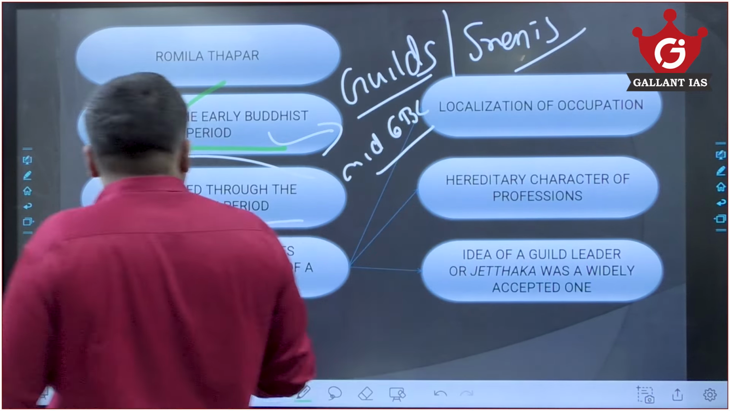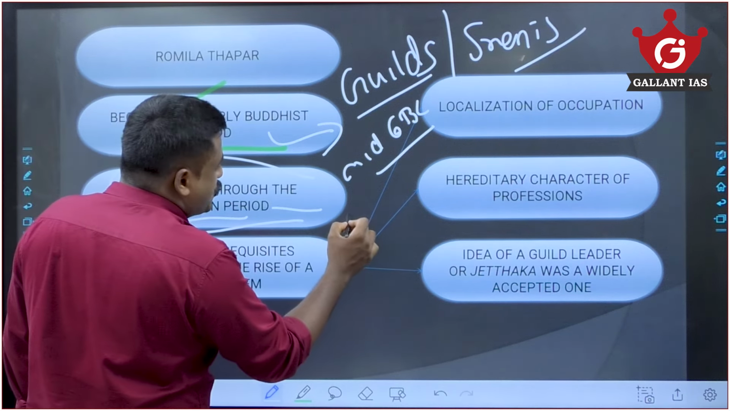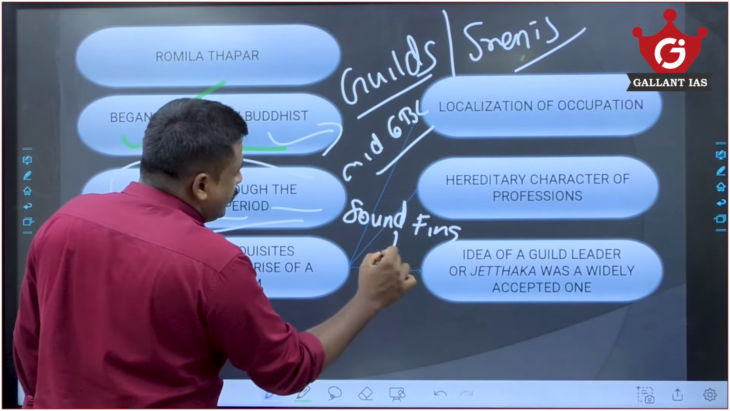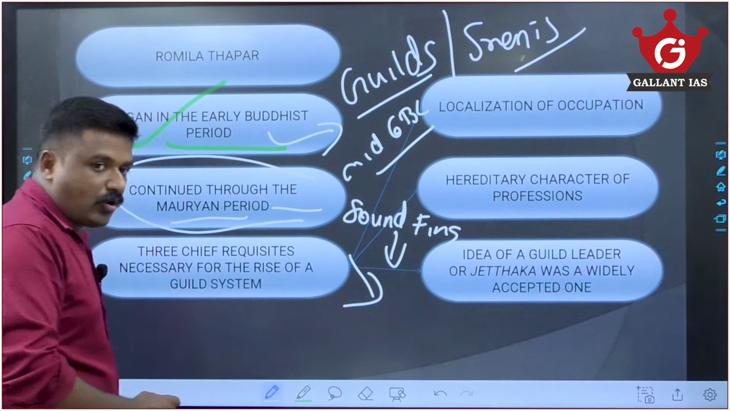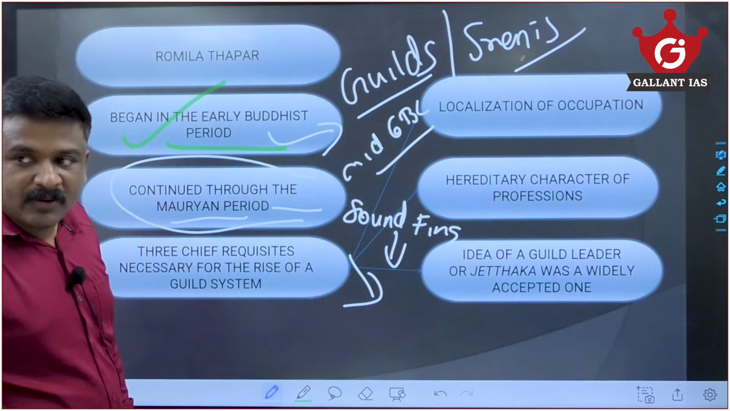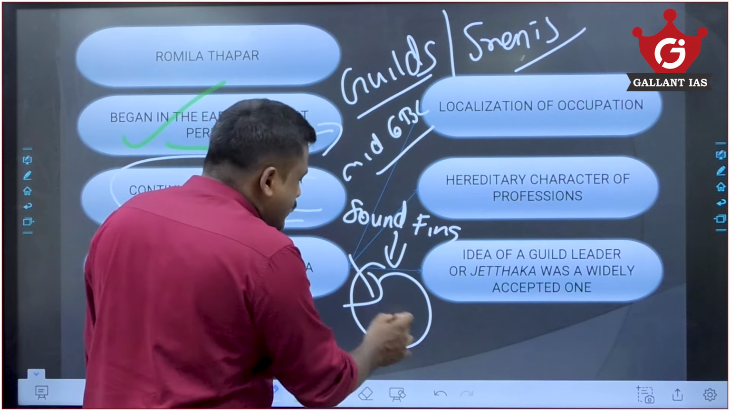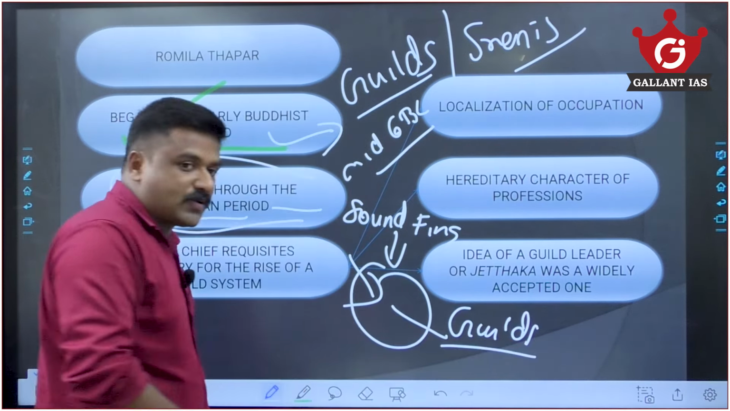Then you see that it continued through this Mauryan age. Why this Mauryan age? It had a strong financial backup. One of the reasons is its ever-growing trade, both internal and external trade. And the reason for its prosperous trade is, of course, the existence of these guilds.